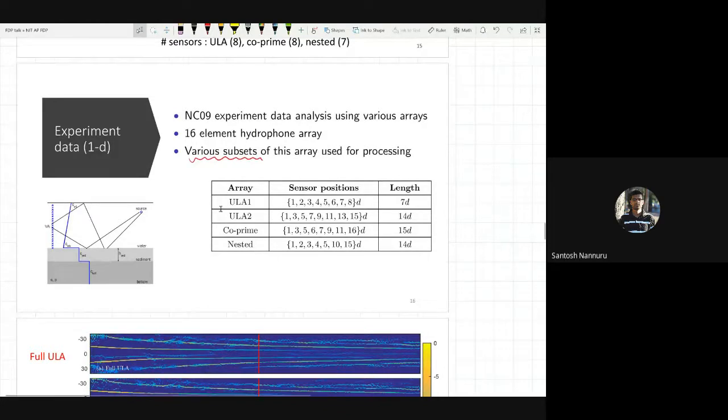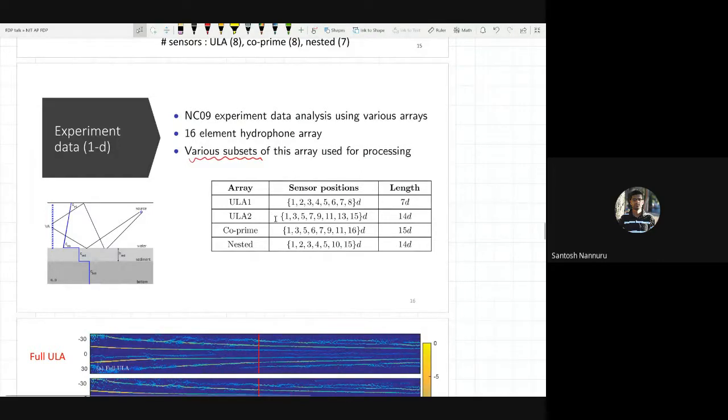So ULA1, I call it, is the first 8 sensors. ULA2 is every alternate sensor actually, so the spacing has doubled. When you double the spacing, aliasing and all may arise.